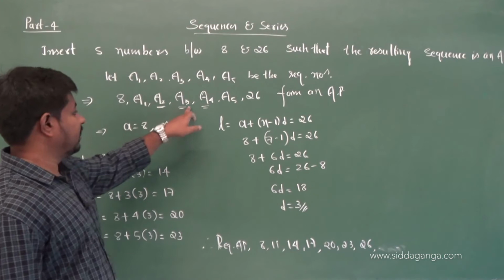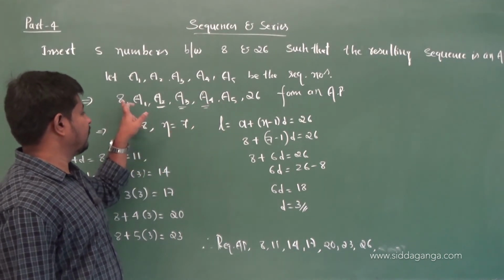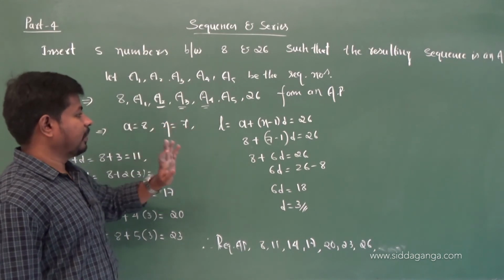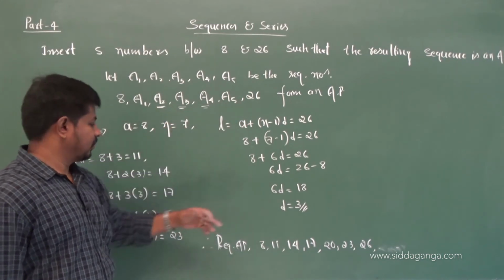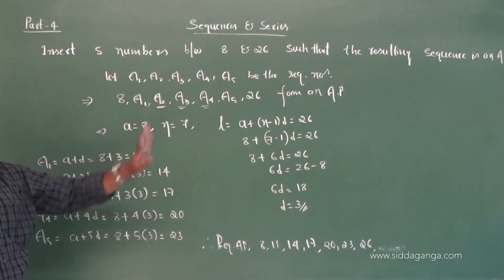So A1, A2, A3, A4, A5, like this you take. Total number of terms becomes 7. You are given 2 terms plus 5 terms, 7. Using the last term, find D. So after that, second term A plus D, A plus 2D, A plus 3D, and so on.